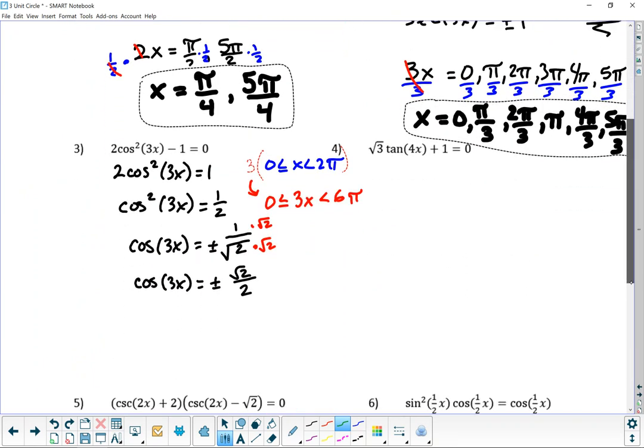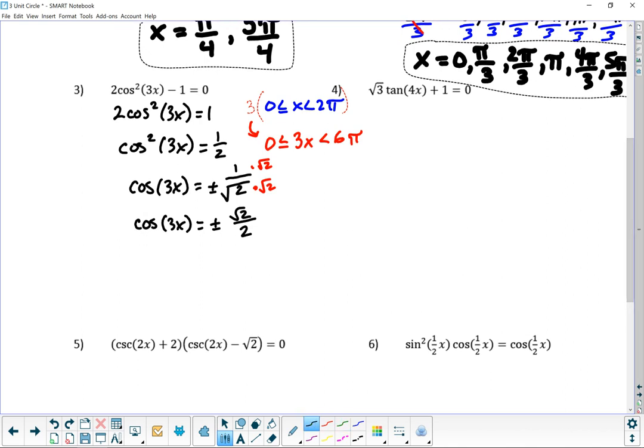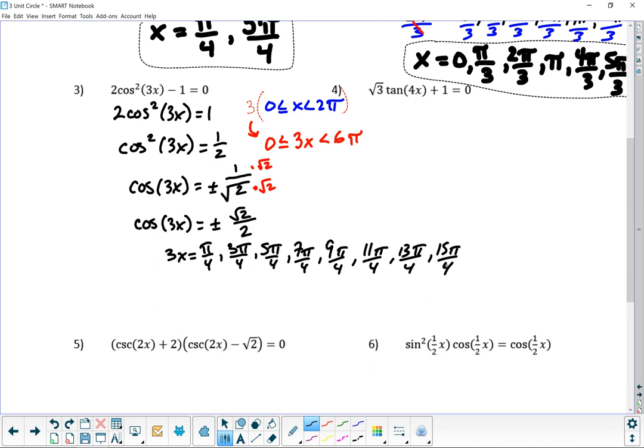So when does this happen? Well, this happens when 3x equals pi over 4, 3 pi over 4, 5 pi over 4, 7 pi over 4, 9 pi over 4, 11 pi over 4, 13 pi over 4, 15 pi over 4. Right, so this is just to keep track.